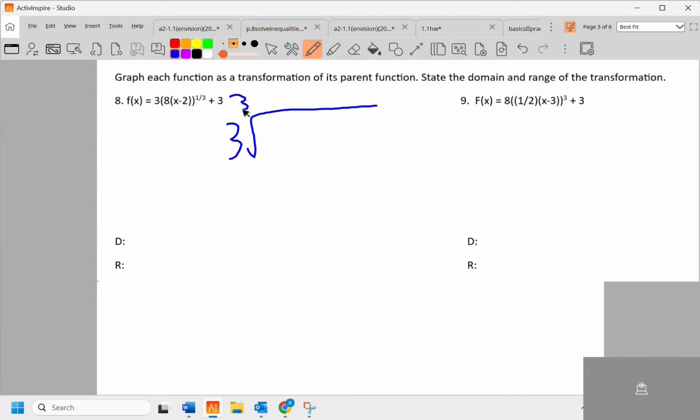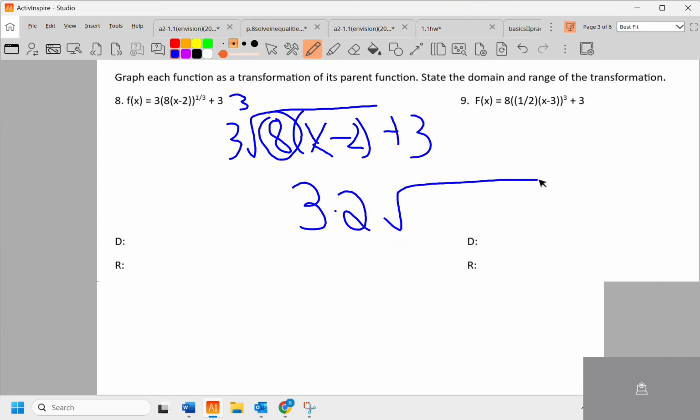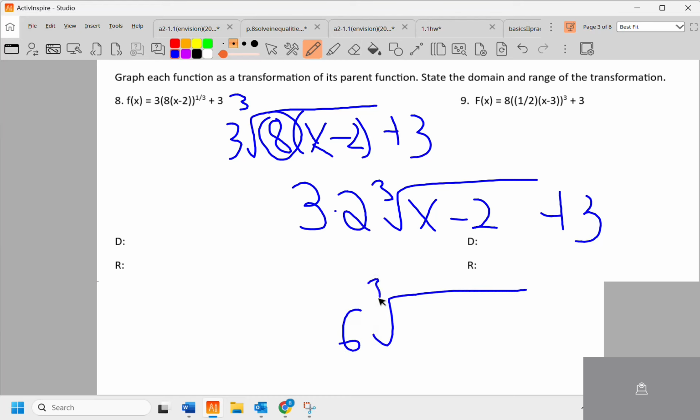It's 3 cubic roots, because that's the 1/3 power, of 8 parentheses x minus 2, and then plus 3. Now, you talk about this thing right here. We can take the cubic root of 8, and it's 2. So we're going to move a 2 outside. 3 times 2 cubic roots, and we evaluated that 8, of x minus 2 plus 3. 3 times 2 would be 6. We have 6 cubic roots of x minus 2, and on the outside plus 3.